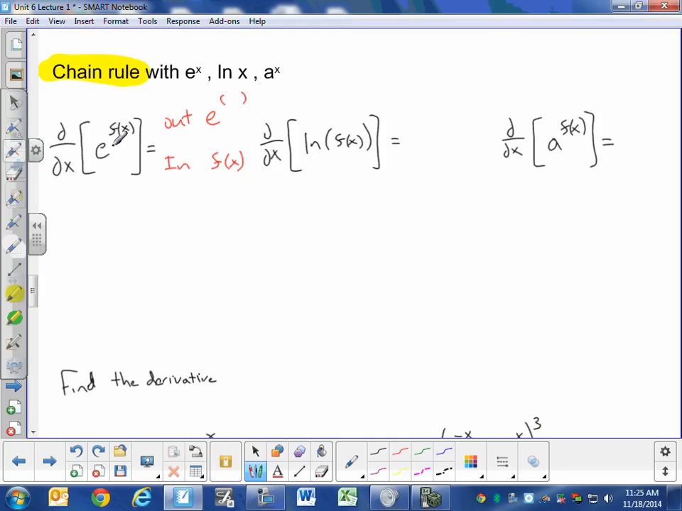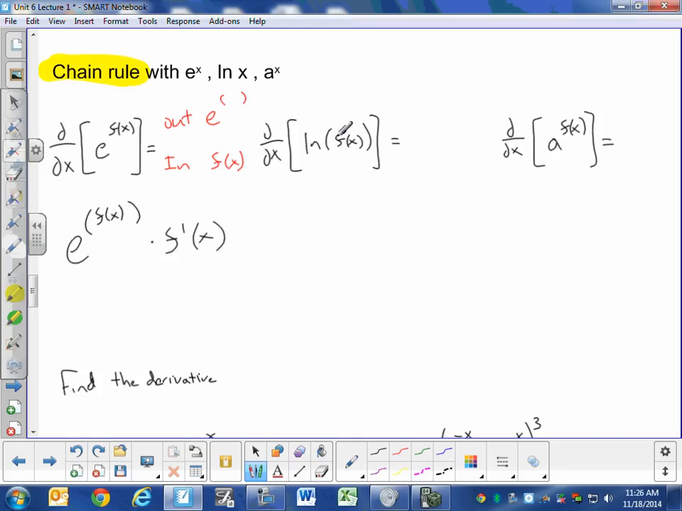Well, if I want to take the derivative of e to the f of x, I would take the derivative of the outside, leave the inside alone, times the derivative of the inside. So that'd be e to the f of x times f prime of x. Simple. The derivative of e is just e. But it's not the derivative of just e. The derivative of just e is 0, but the derivative of e to a power is e to that power.